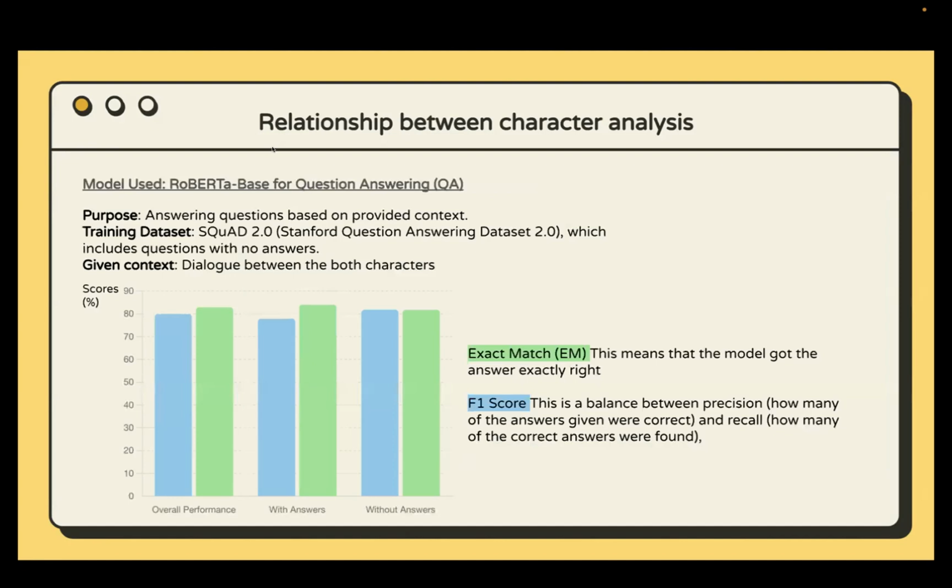So we use the web database for question answering. The purpose is to answer the question based on our provided context. The training dataset is SQuAD 2, which includes questions with no answer. We give the dialogue between both characters as context for the model. And this is a schema of the overall performance with answers and without answers.